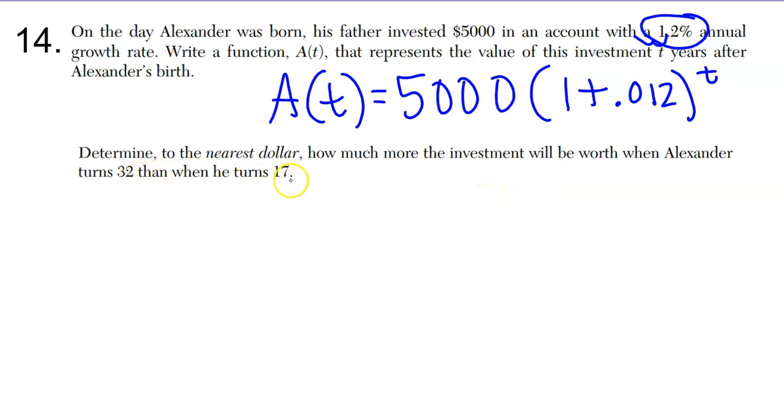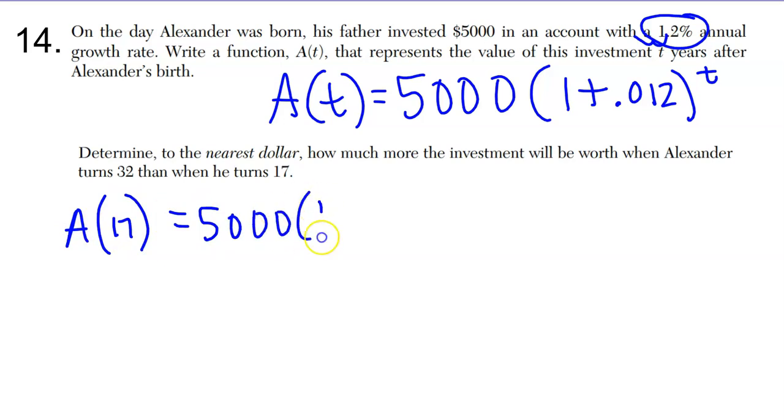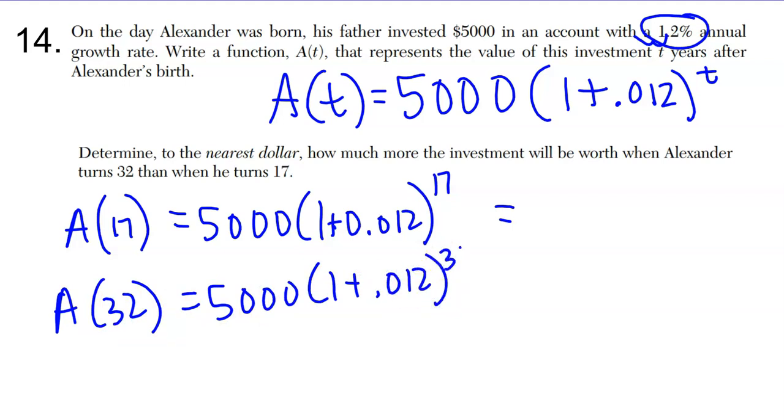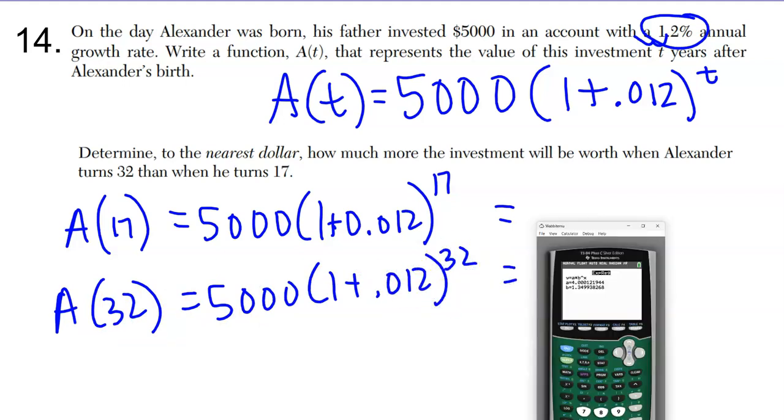Determine to the nearest dollar how much more the investment will be worth when Alexander turns 32 than when he turns 17. Okay, well, first, figure out how much it will be when he turns 17. Plus 0.012, 17 years. Figure that out. Then figure out how much it'll be worth when he turns 32. Plus 0.012 after 32 years. Get your calculator.